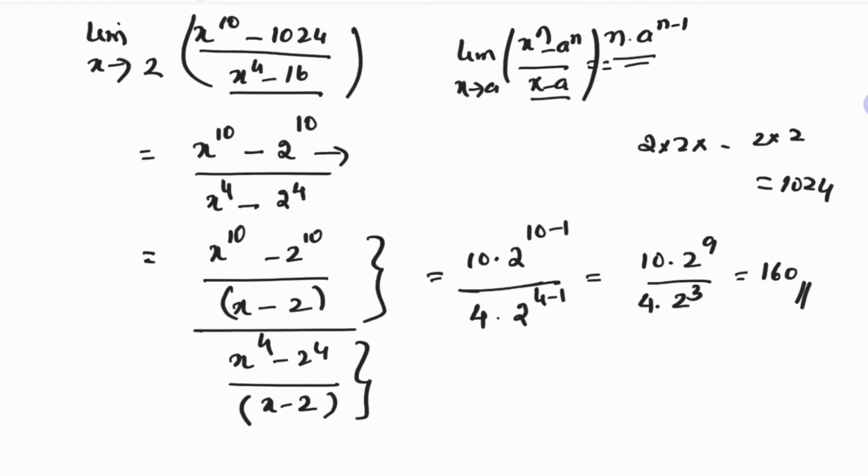So to summarize, you have x to the power 10 and x to the power 4. We cannot directly apply the theorem because the denominator should have the x minus a form. That means there has to be x only in the denominator. Here we don't have it. So what we are going to do is put x minus 2 in the numerator and x minus 2 in the denominator section. And then we will also write this 1024 in the form of 2 to the power 10. Similarly, here we will write 2 to the power 4. And then we'll apply the theorem and get the value.